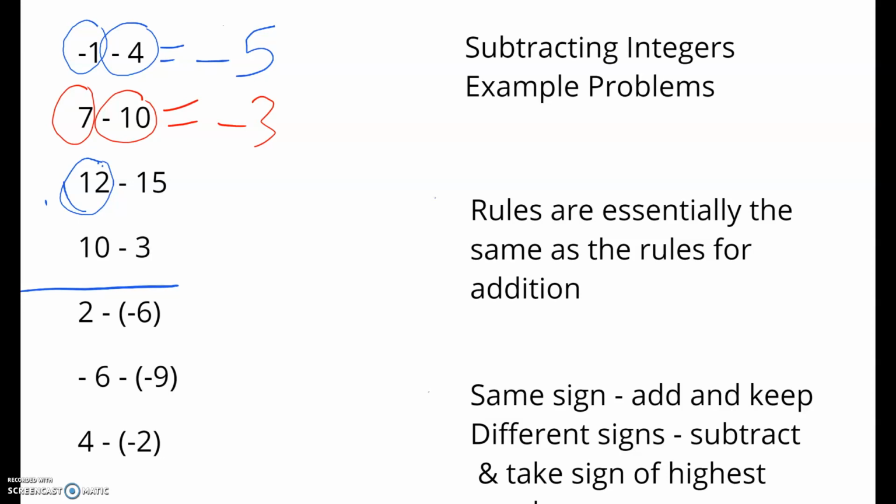All right, and then the next term, it says minus 15. So I'm not going to think of it as minus 15. I'm going to think of it as combined with a negative 15. And then I'm going to use my addition rules. The signs are different, so I know I need to subtract. 15 minus 12 is 3. And the negative number is higher. 15 is higher than 12. So I'm going to take a negative.